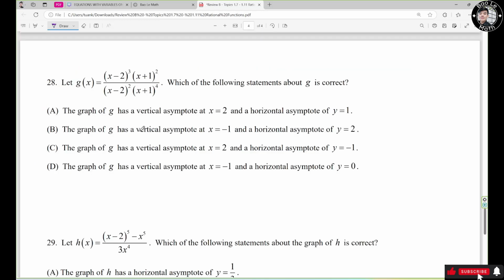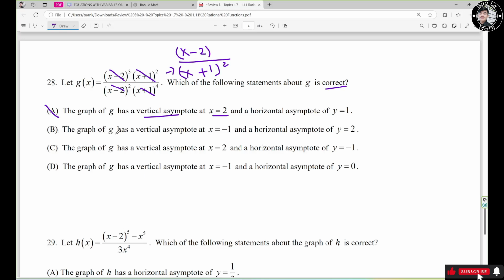Now let's move on to number 28. Let the function g of s equal this one. Which of the following statements about g is correct? Alright. The graph of g has the vertical asymptote s equals 2. Now we need to simplify this one first, right? So this one cancels out. The top we have s minus 2 only, right? This one cancels out. The bottom we have s plus 1 squared only, right? So in this situation, you don't have the vertical asymptote, right? You have a hole, right? So this one is wrong.